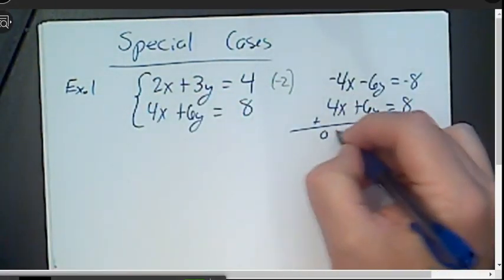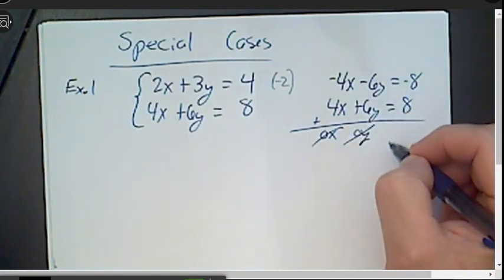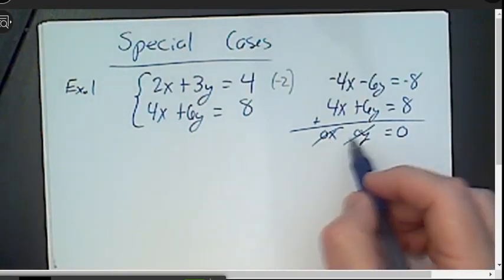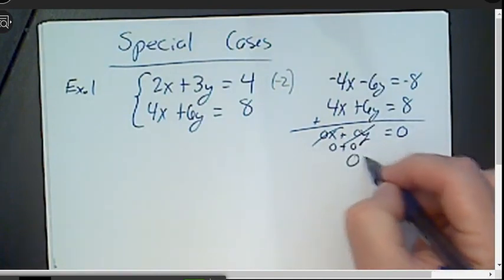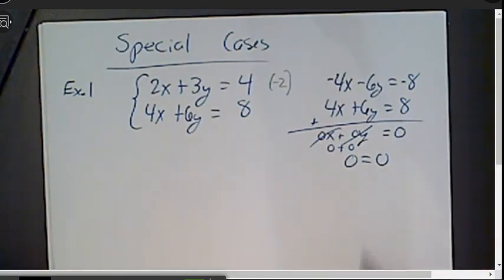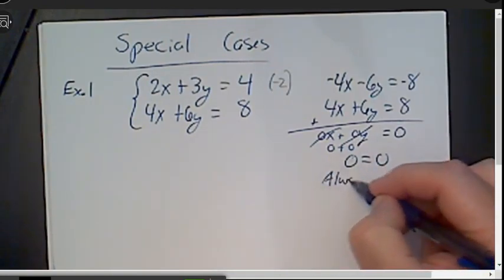Add those together, that's a 0x, so that's out. We get 0y, that's also out. And then you go, wait a minute. So if they both go away, you've got 0x plus 0y, basically 0 plus 0. All right, so here's the special case in this one. Both variables are gone. If you get to the end and you get 0 equals 0, this is always true.